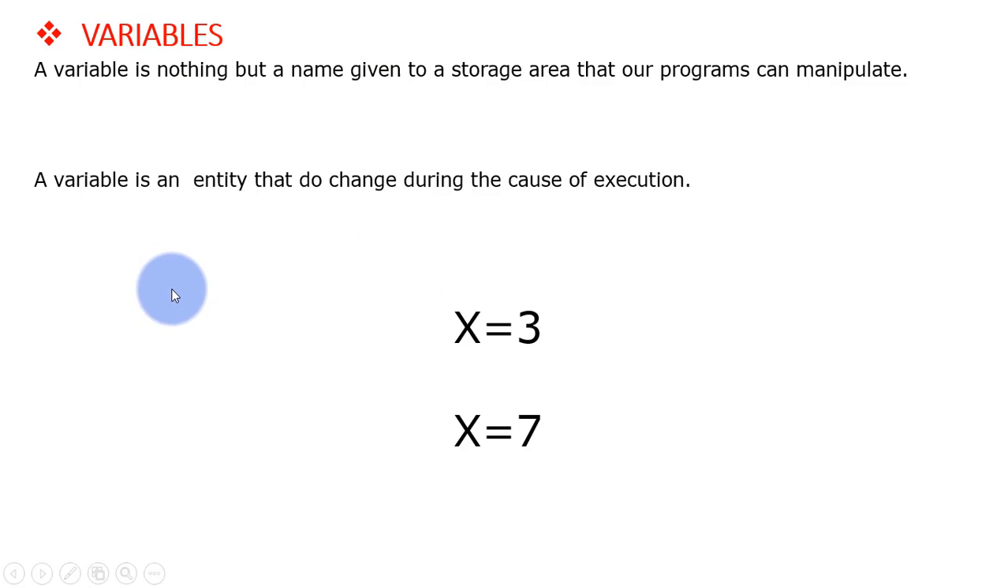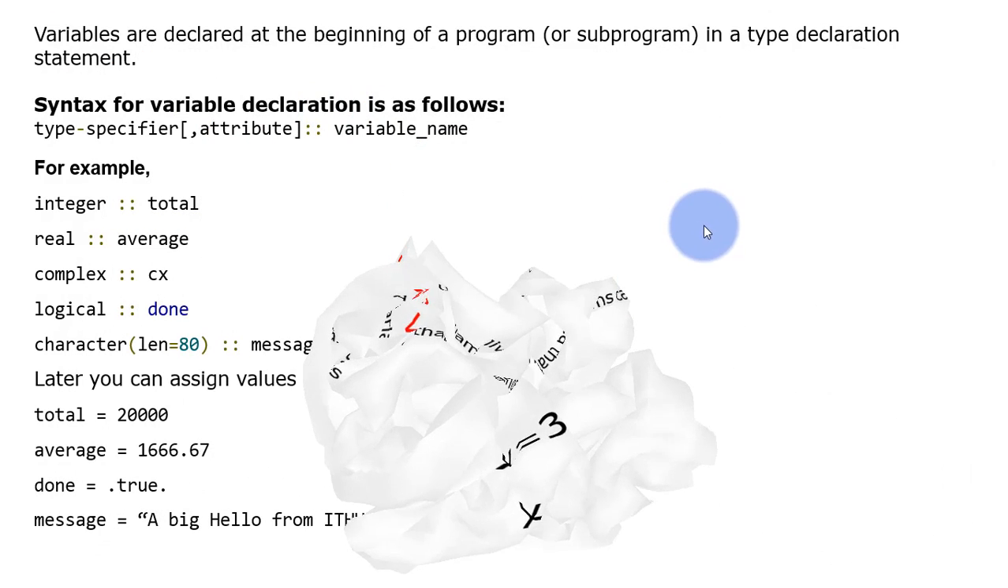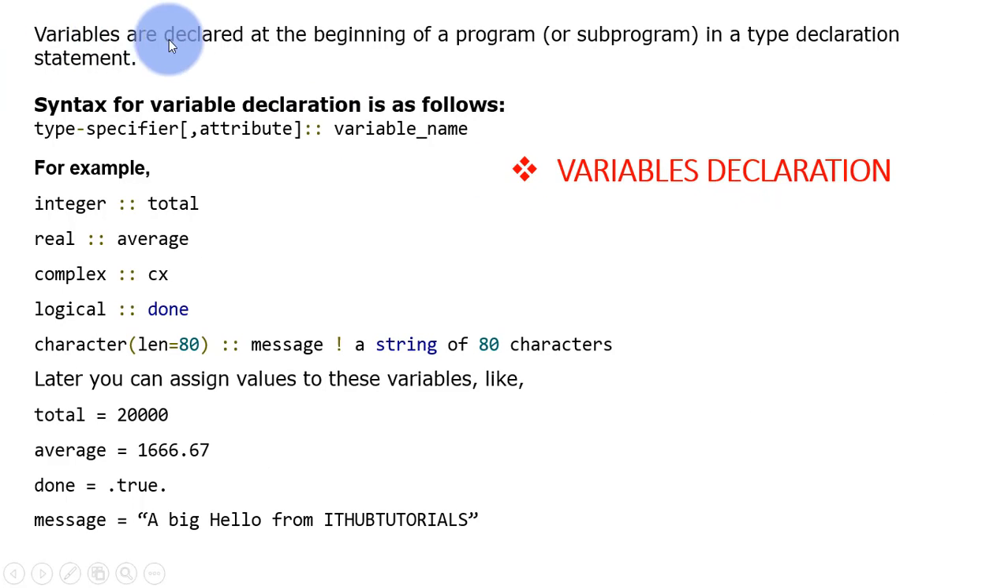All right, next let's check what we'll have for variable declaration. How can you declare variables? Variables are declared at the beginning of a program or subprogram in a type declaration statement. Now let's check the syntax for declaring a variable. We have our data type right here, followed by the attribute, even though the attribute is optional. Then we have the variable name or variable list. We can have more than one variable.